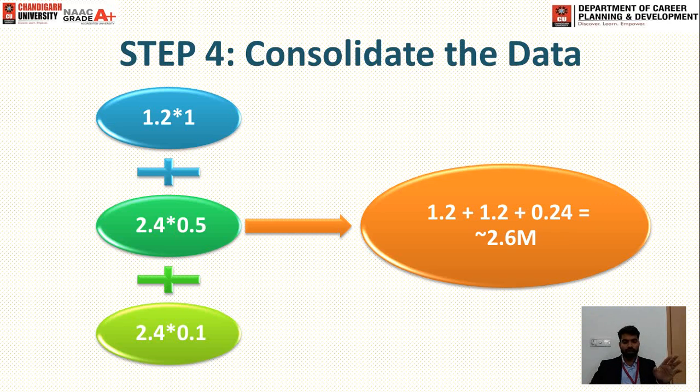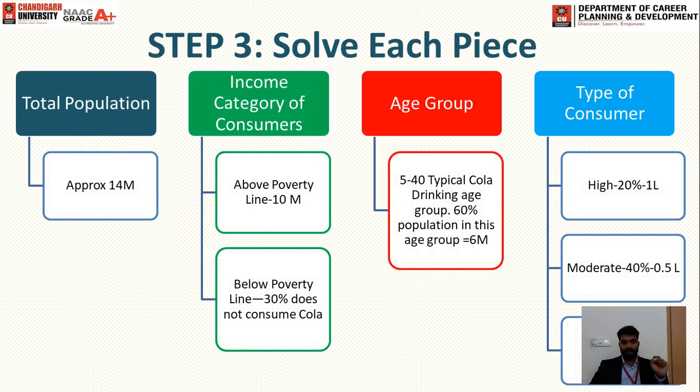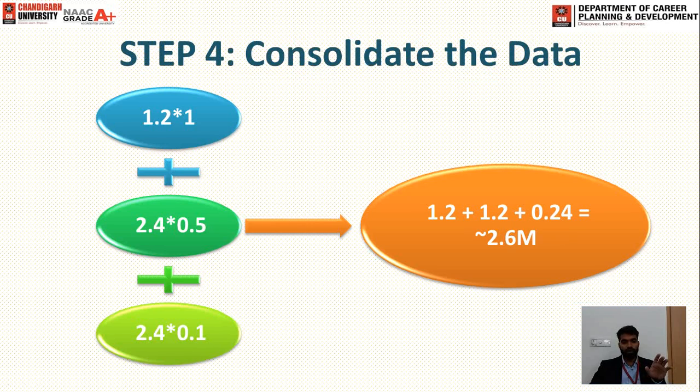Okay, so again consolidating my data. So 1.2 into 1, 2.4 into 0.5 and 2.4 into 0.1. Now what are these figures actually telling you? So we have 20% of these 6 million. 20% of 6 million is 1.2 million. So these 1.2 million are drinking 1 liter of cola every single day. I have written this over there. This is 1.2 into 1, that denotes 1.2 million people drinking 1 liter of cola every day.